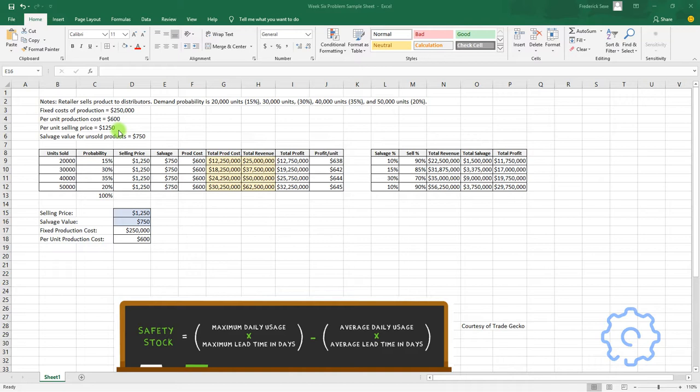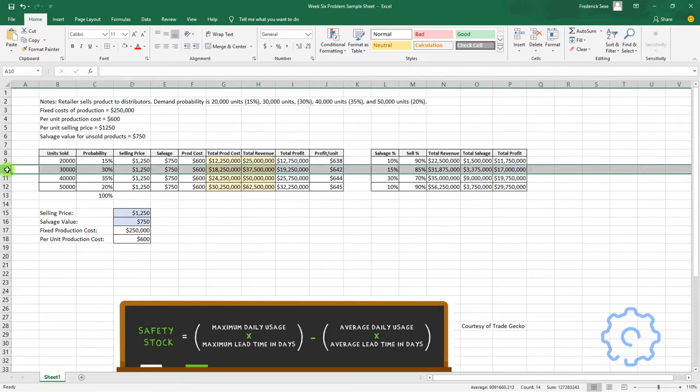If the salvage value is less than the production cost per unit, then there's going to be a point in which they're going to be less willing to make more product without a guarantee of it being sold. And that's when sometimes a distributor or a retailer may have to incentivize them by saying, hey, let's say if we're dealing with 30,000 here, I'm just going to highlight this.